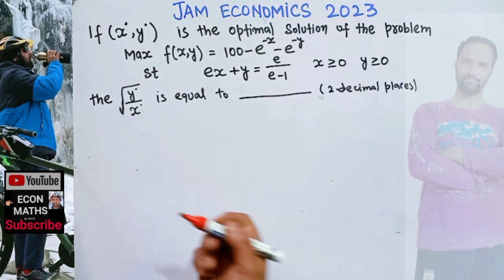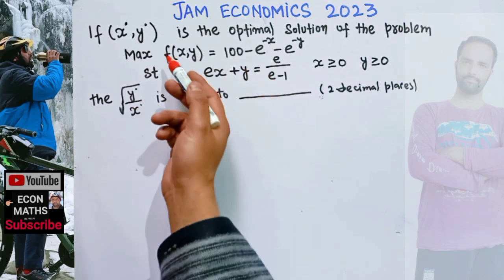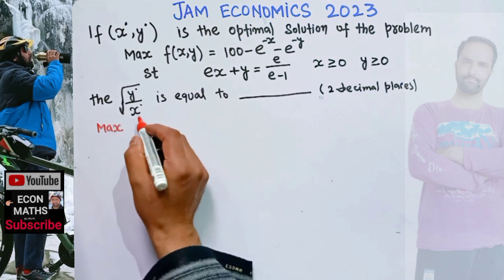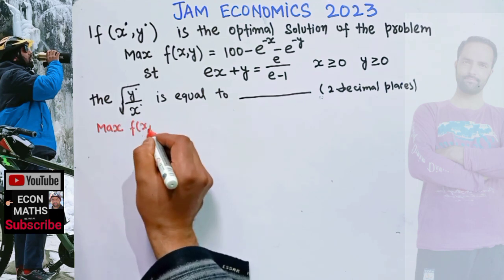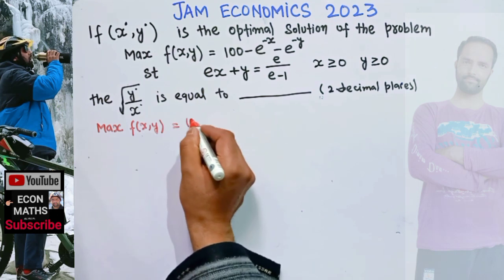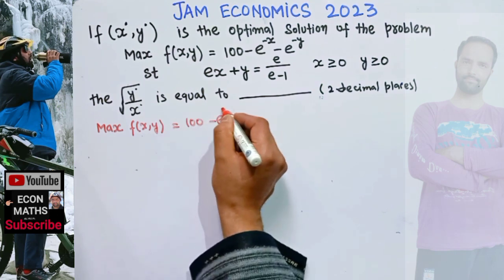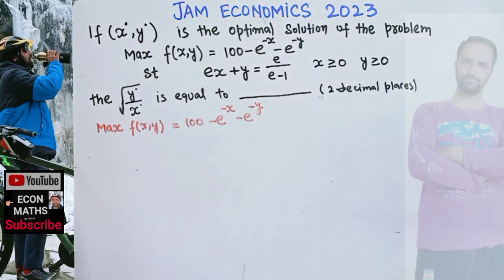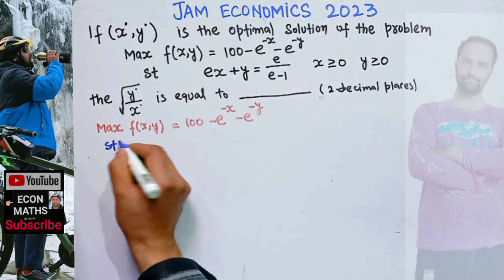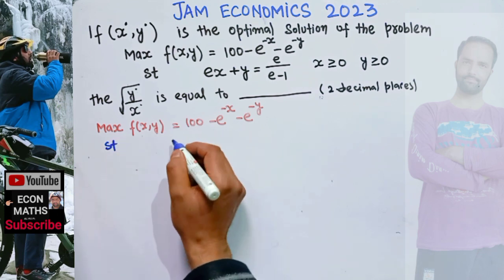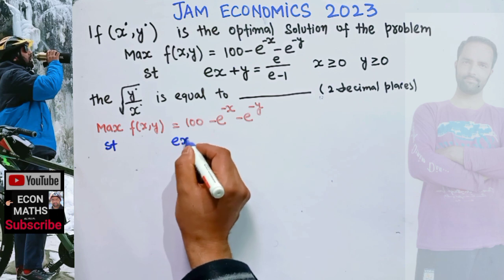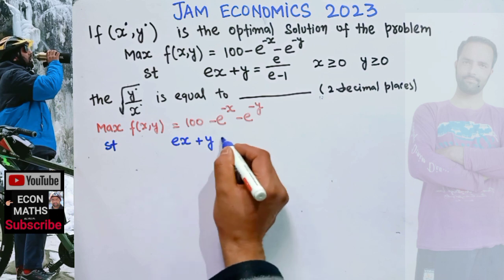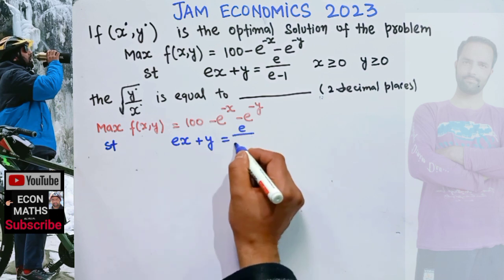Okay, so what we are being given is the objective function. That means we want to maximize our objective function, that is f(x,y) = 100 − e^(−x) − e^(−y). And we have the constraint here, like we have the budget constraint in economics, that is e·x, where e is the exponential constant here, plus y should be equal to e/(e−1).